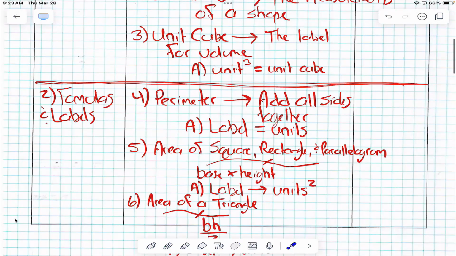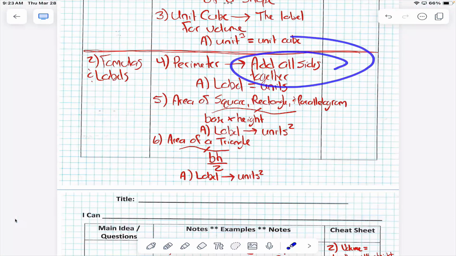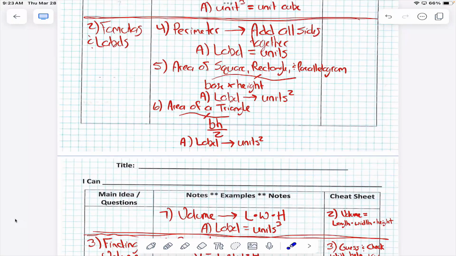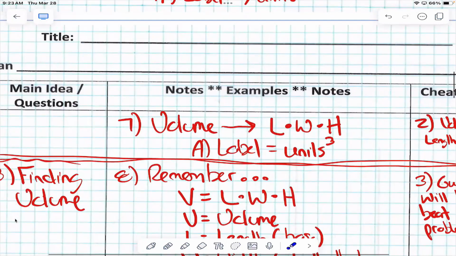All right, quick review. Perimeter. How do you find perimeter, everybody? How do you find the area of a square, a rectangle, and a parallelogram? What is the formula? Be careful on this one. How do you find the area of a triangle? And then volume, our new learning. What is the formula for volume on the count of 3? 1, 2, 3.